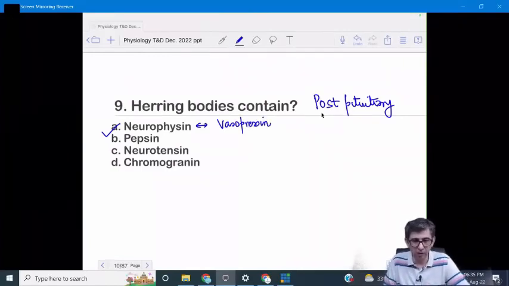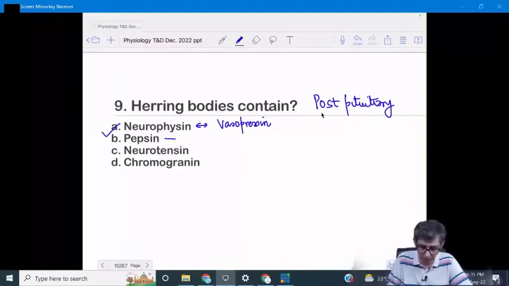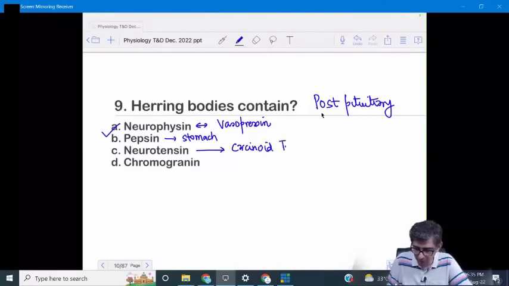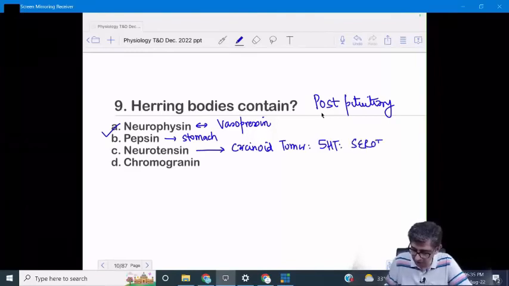The other option, pepsin, would be in the stomach. Where do you read about neurotensin? Neurotensin is what you read with carcinoid tumor. Carcinoid tumor produces multiple 5-HT derivatives. These various 5-HT derivatives are like serotonin, histamine, and neurotensin.